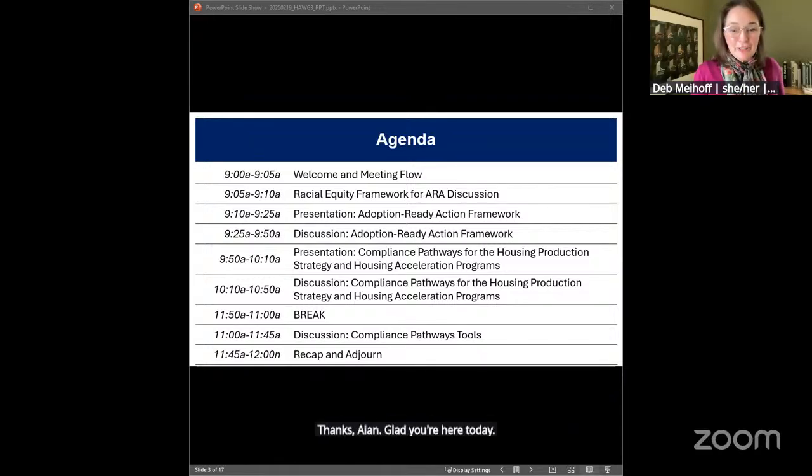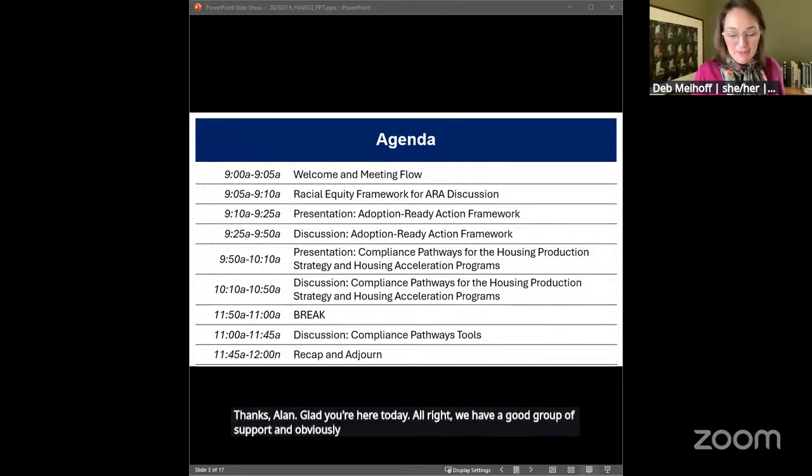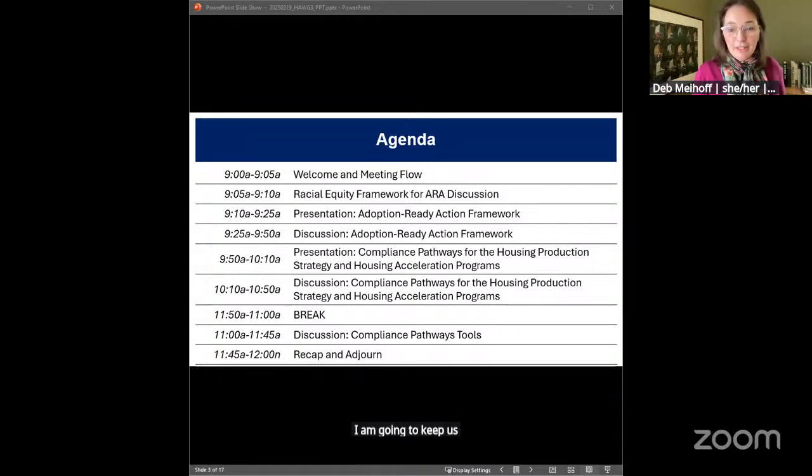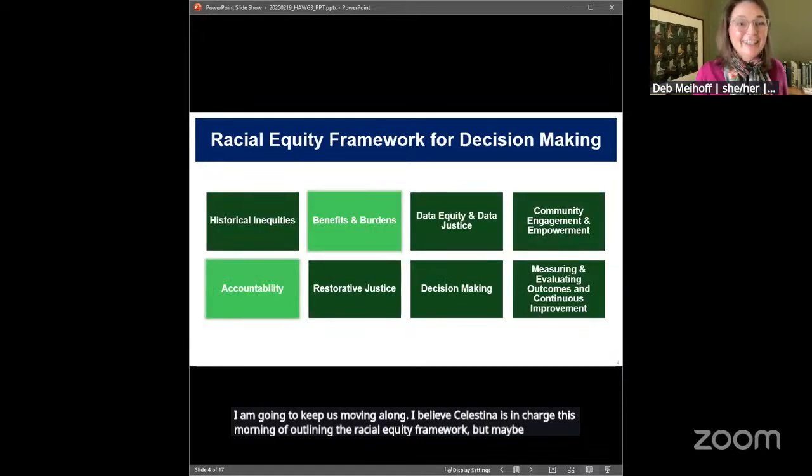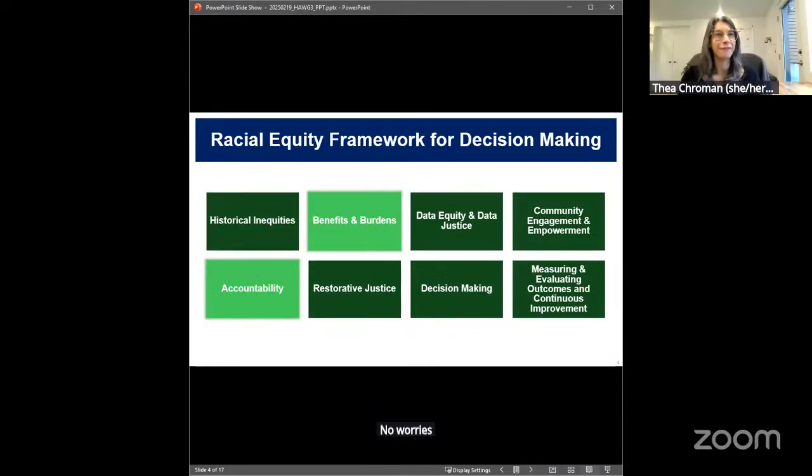All right, we have a good group of support, and obviously there are a number of committee members or work group members here as well. I am going to keep us moving along. I believe Celestina is in charge this morning of outlining the racial equity framework, but maybe it's Thea, sorry. No worries. We've switched back and forth a few times. So yeah, I'd like to keep it fresh.